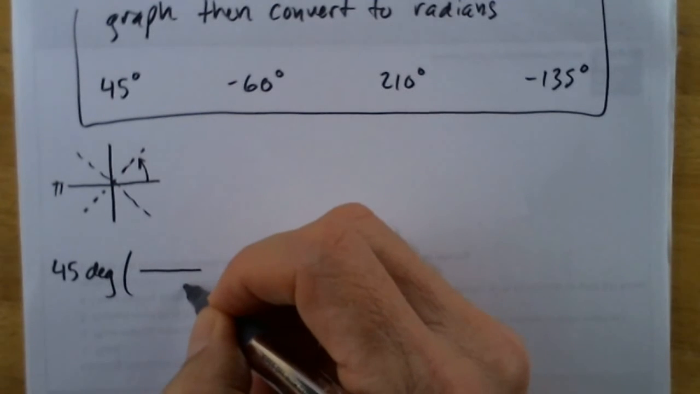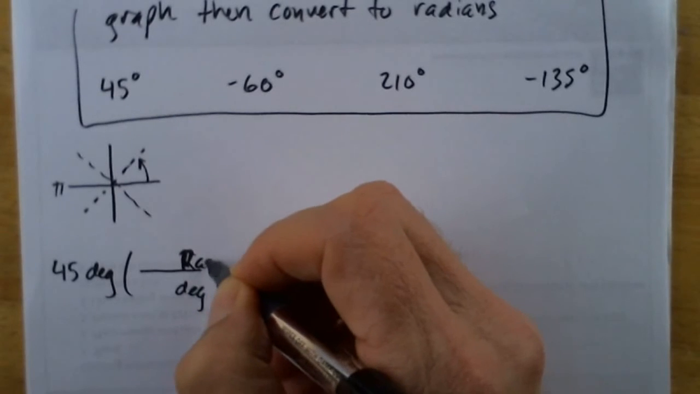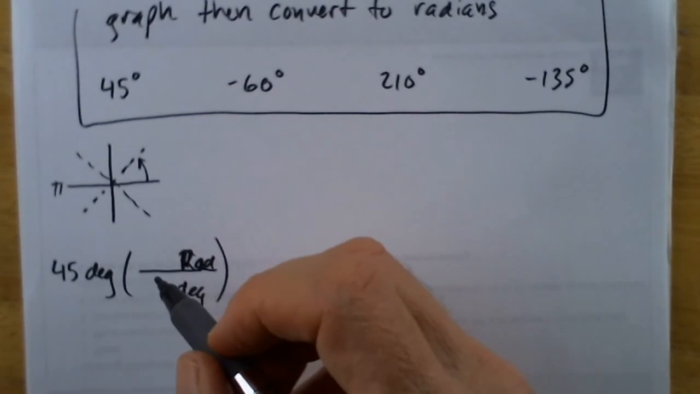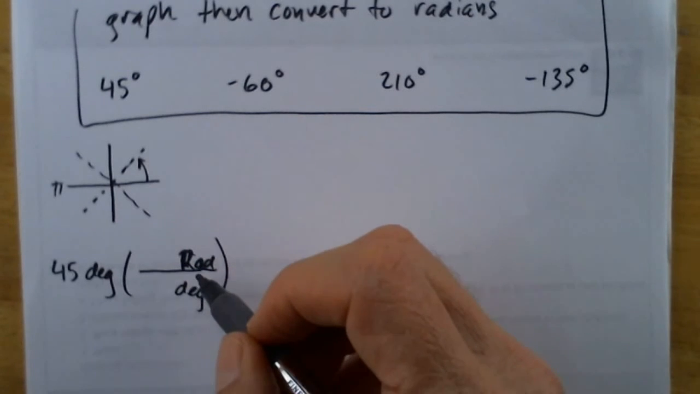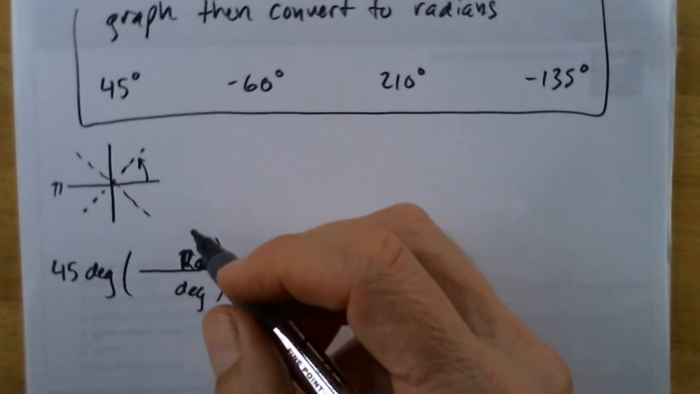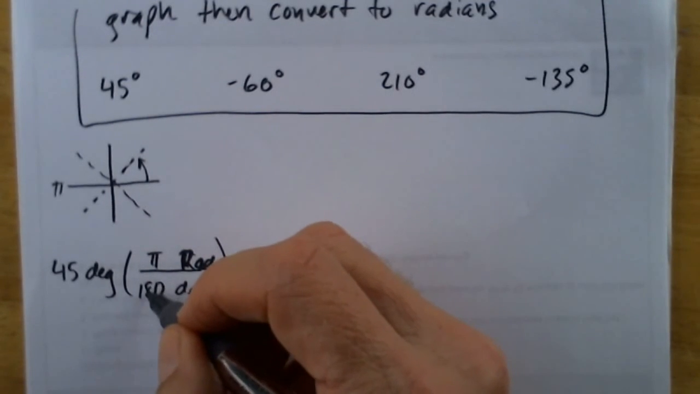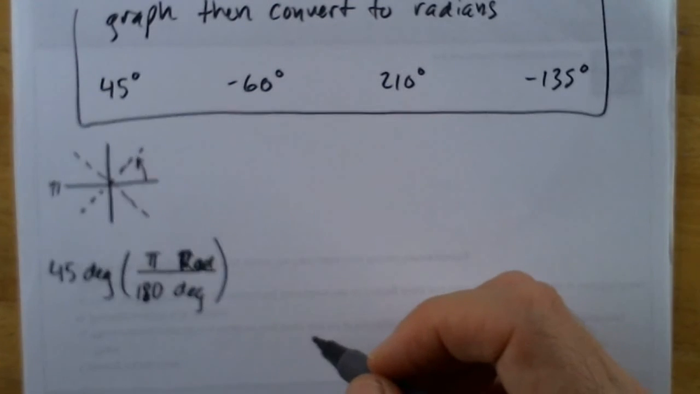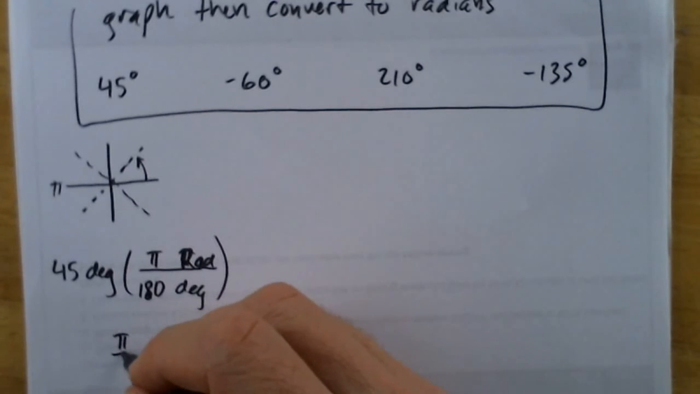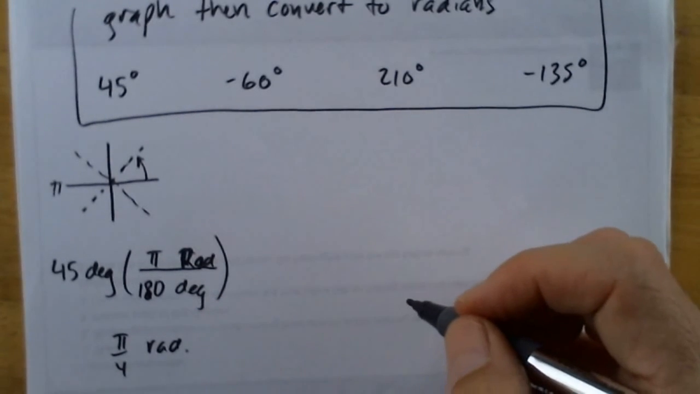We want to cancel degrees and be left with radians. So the degrees will cancel. We want to be left with radians, and then we need to know the conversion here. So we know that pi radians is 180 degrees. And when we multiply that, we get pi over 4 radians.